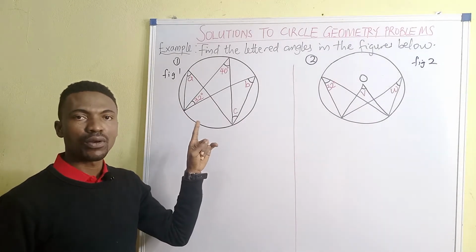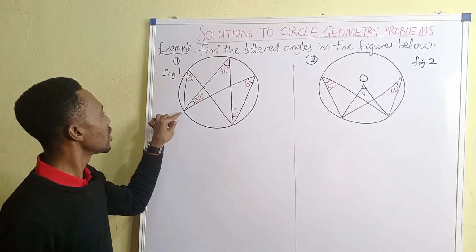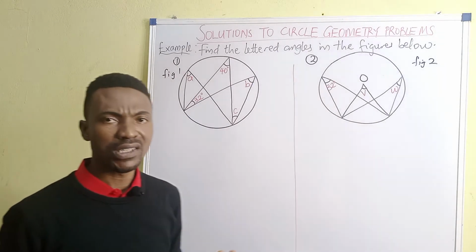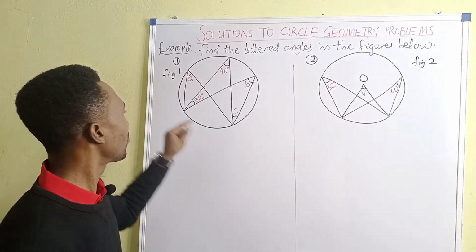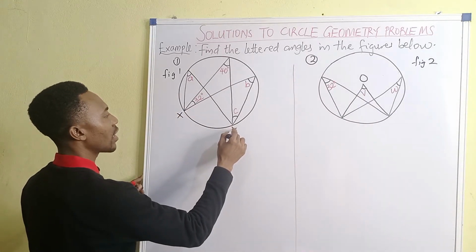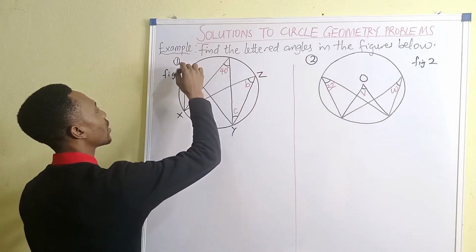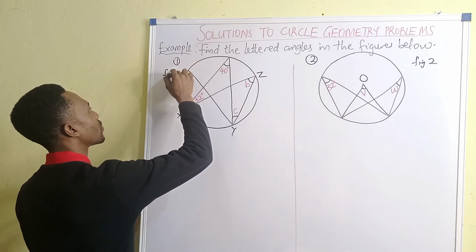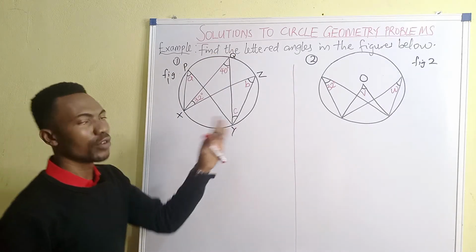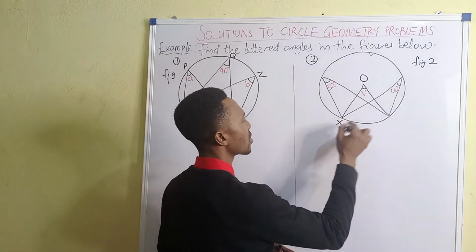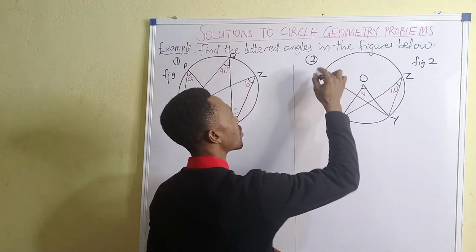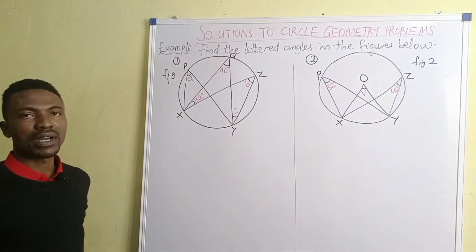Now, the first thing we're going to be doing is putting alphabets on these points on the circle to make reference easy for us. So that's the first thing we do. We put alphabets on these points. In figure 1, I can call this X, I call this Y, I call this Z, call this P, and I call this point Q. For figure 2, I'm going to call this X, Y, Z, call this P. All right, now let's get back to the first problem.